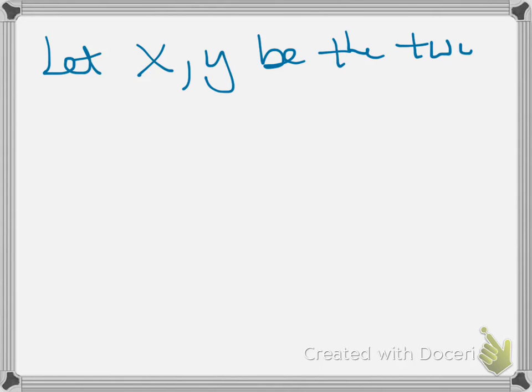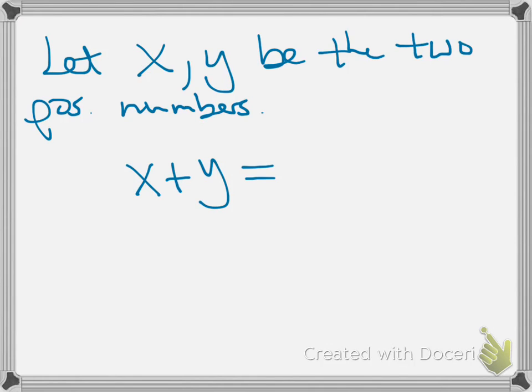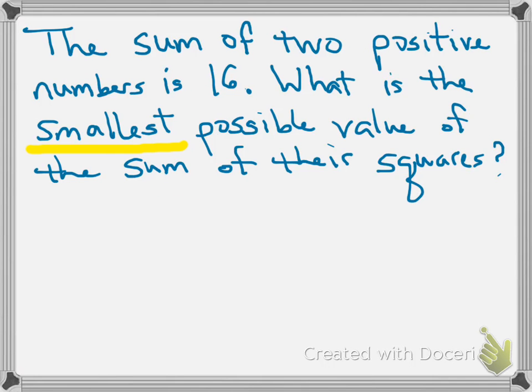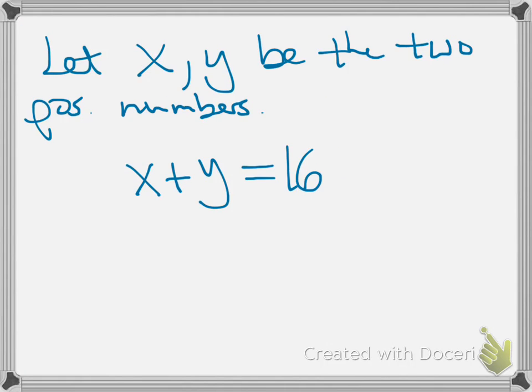So we can let x and y be the two positive numbers that we're going to use. And then we have to start writing the relationships based on what it said. The sum of two positive numbers is 16, and we want to minimize the sum of the squares. So we add them together, we get 16. Smallest possible value of the sum of their squares means I have to add their squares together as a function and minimize that.